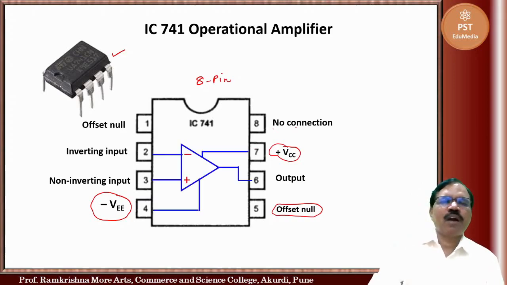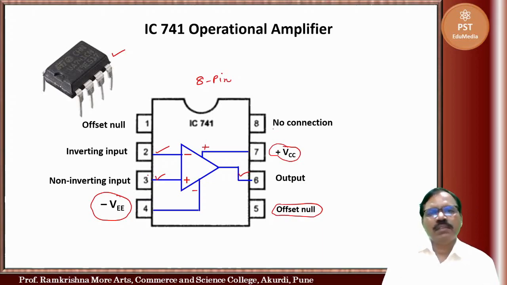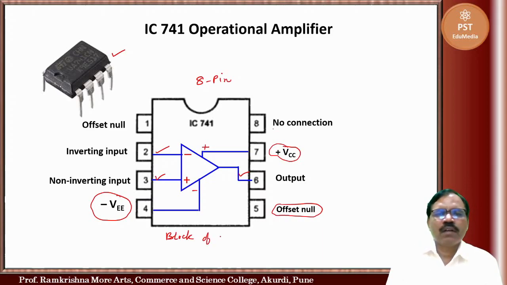And if we see the block diagram, this one is inverting, this one is non-inverting. Here we take the output, here the positive supply, here the negative supply. So this is the block diagram of operational amplifier 741.